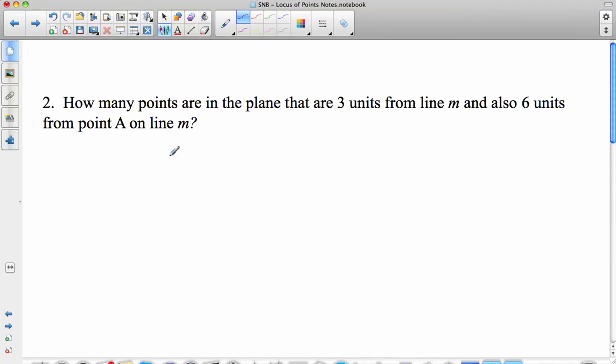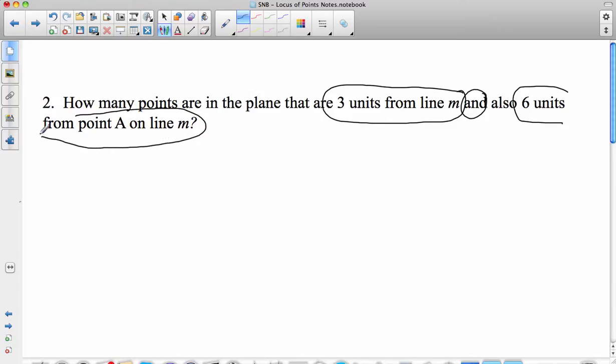This one says, how many points are in the plane that are 3 units from line M and also 6 units from point A, which is on line M. So here's that word and. So we need to talk about what is the locus of points that is 3 units from line M, and we also have to talk about a locus of points that is 6 units from a point that is on line M. So we have a couple of different things going on here.